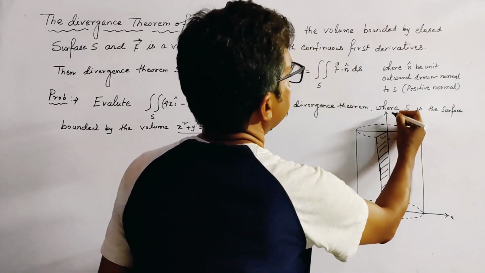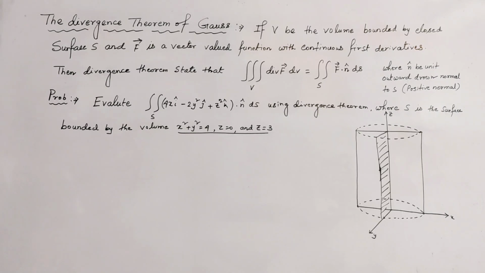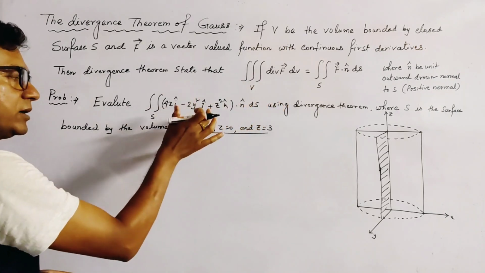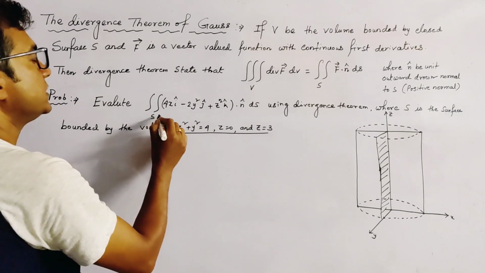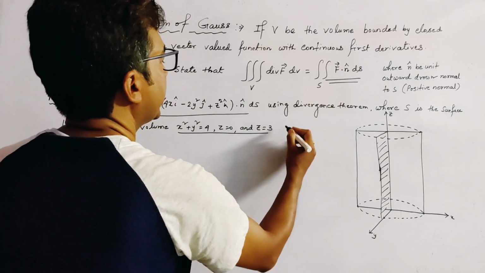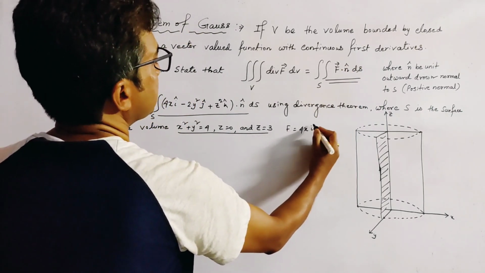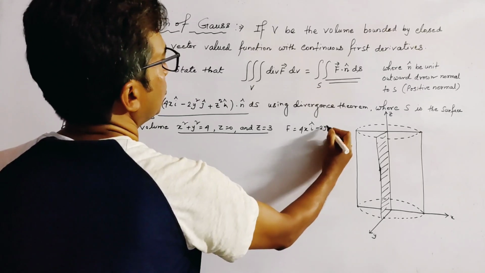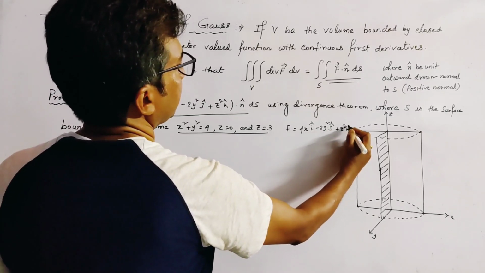This is the yz plane, this is the z axis. Now we have to use the divergence theorem and evaluate this integration. Clearly this is the surface integration, so this side is given. So F is given by 4x i cap minus 2y² j cap plus z² k cap.